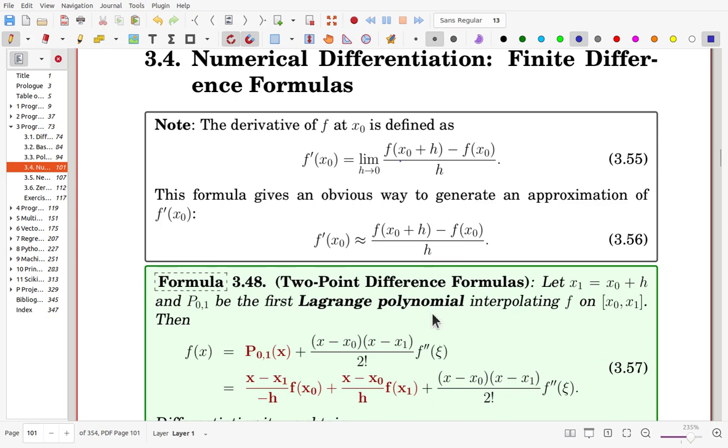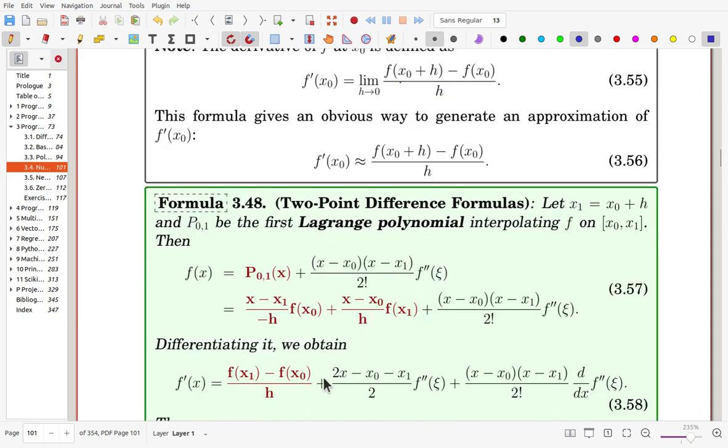Now let's see two-point difference formulas. Here we consider two points x0 and x1. x1 is x0 plus h. So pictorially we have here that is x0 and that is x1. Here y equals f of x is given in this way. Then we try to estimate the derivative at x0 and at x1.